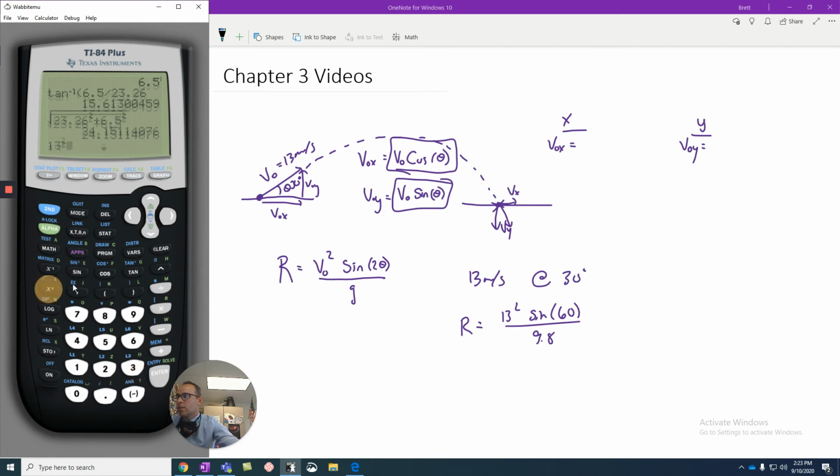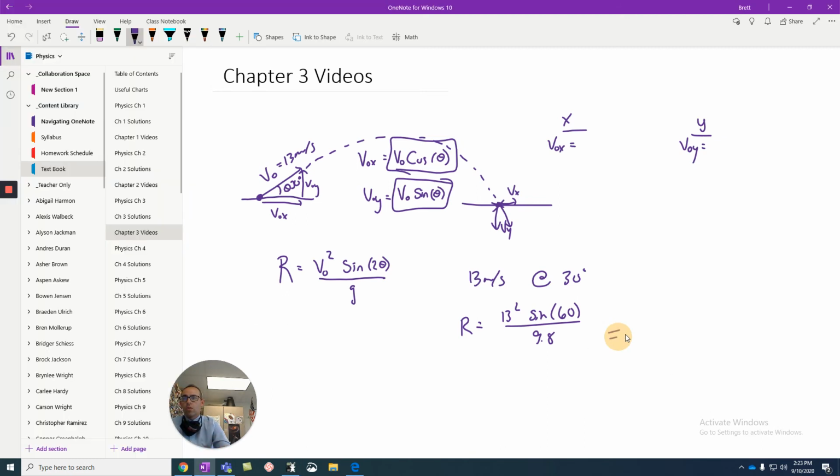13 squared times the sine of 60, and that's divided by 9.8. And that's going to give us 14.9 meters. So this can travel a total of 14.9 meters, and that's something that can be predicted and then understood. We want to be able to make predictions about range of flight.